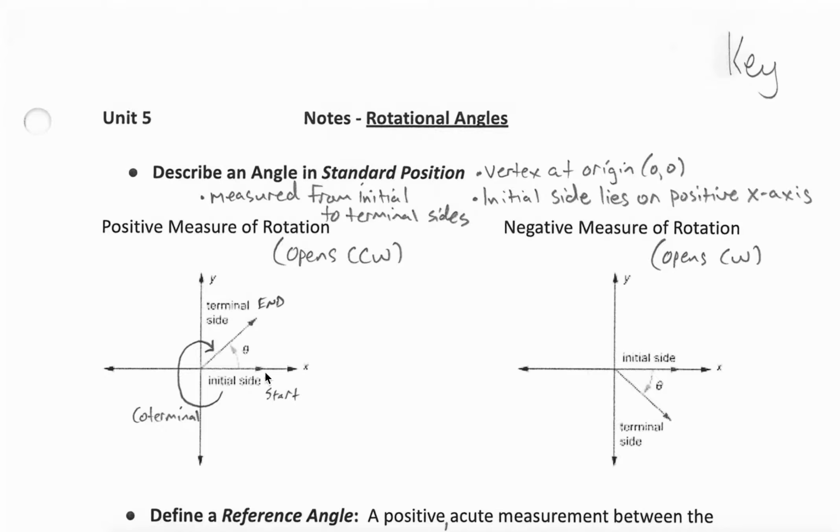That initial side is going to be on the positive side of the x-axis, so if it opens up, that's going to be a positive angle measure. And if your angle drops down or opens clockwise, that's going to be a negative angle measure. I mean, really, there is no such thing as an angle measure that is less than 0 degrees, so that's not what we're talking about. The negative symbol in front of your angle is purely directional. So it's just telling you that it's opening clockwise.